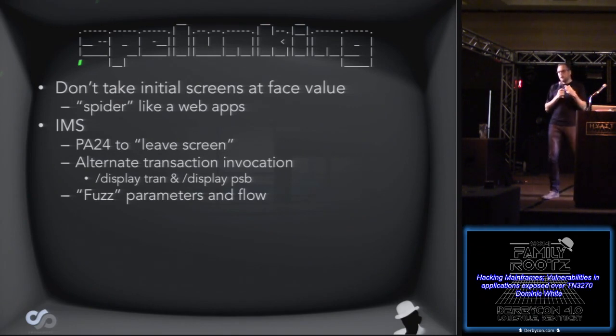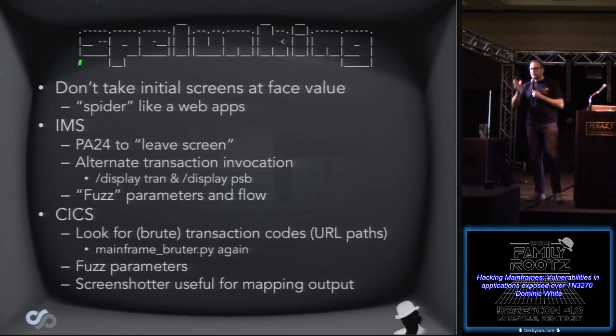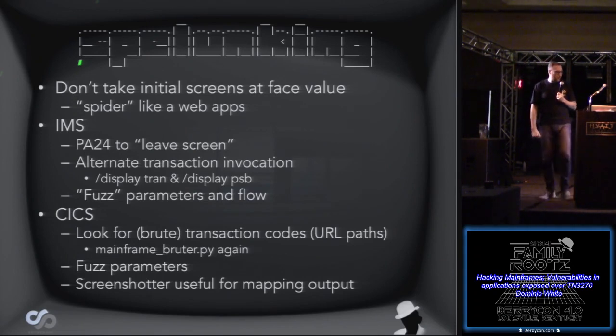So in IMS, it depends a lot on what the transaction takes, so it's how they've coded it, what the parameter is going to be. With KICS, it's a little more defined. So KICS has got transactions and takes parameters, and it's a bit more web appy. So the transaction is like a path, and the parameters are parameters. Parameters are normally numbers, but it doesn't have to be. So with KICS, bruting transaction codes is quite useful. That was something I did. I found a manual for a particular application, I threw every transaction code into Screenshotter and just had to take a screenshot to see what I had access to. And same thing, fuzz parameters, see what you get.